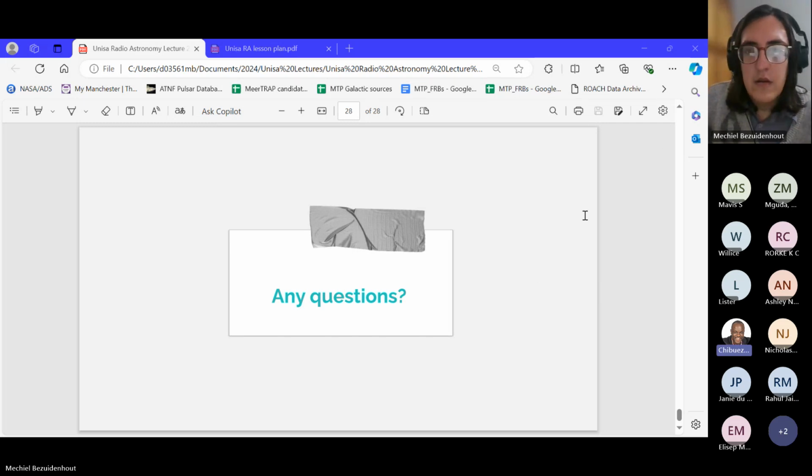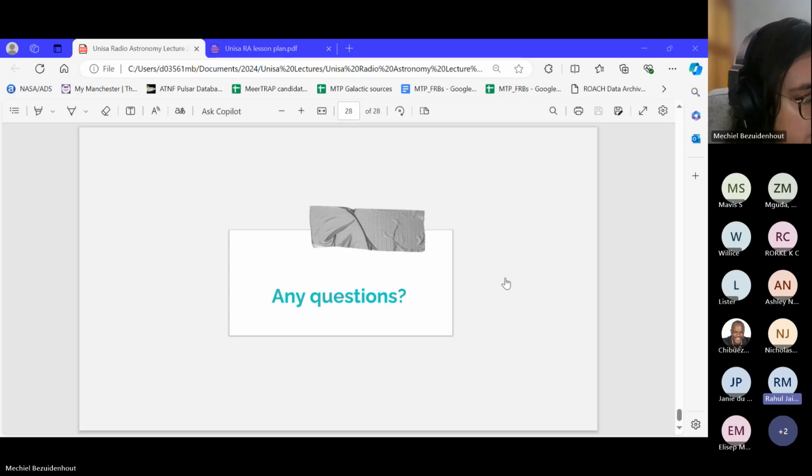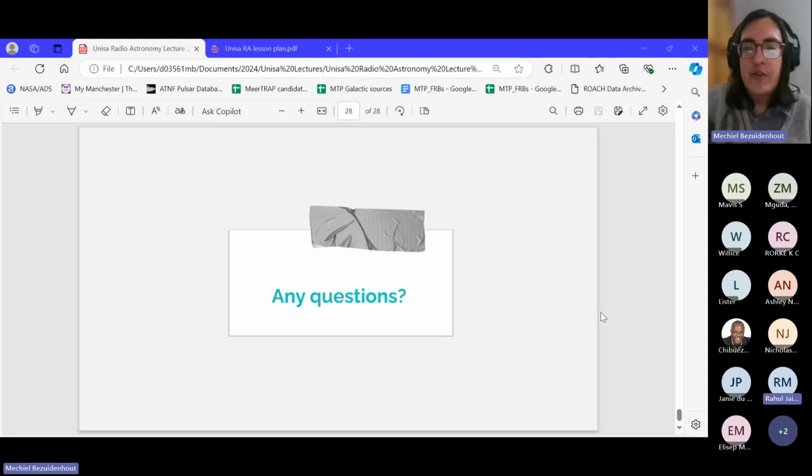Raul has his hand up. Okay, Raoul? Hi, so tell me, what would happen if the baselines were not the same? Like, let's say you had a telescope, like one telescope was 100 meters apart from another telescope, and the same telescope was 50 meters apart from another telescope. What happens if the baselines were not the same? Yes, that's a very good question.